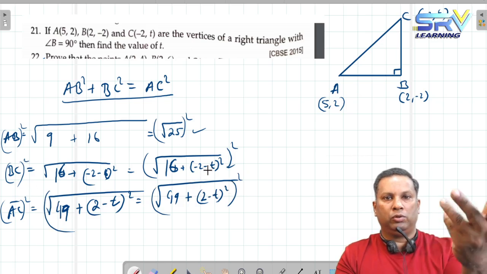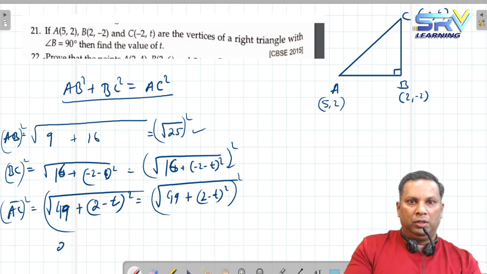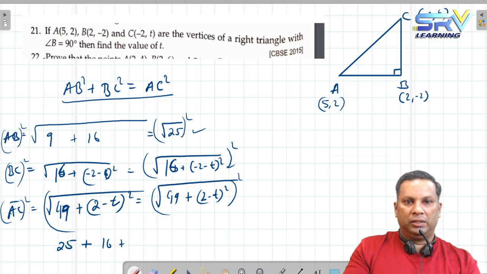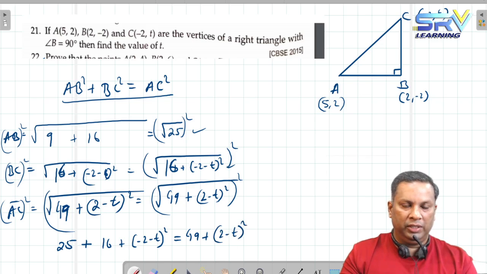The moment you do squares your roots will go. सो हमें करना कुछ नहीं है. AB स्क्वायर is root 25 का whole square is 25 plus BC स्क्वायर is 16 plus minus 2 minus t whole square should be equal to 49 plus 2 minus t whole square. ठीक है. Now see this, 16 plus 25 is how much? 41, right? तो 41, 49.